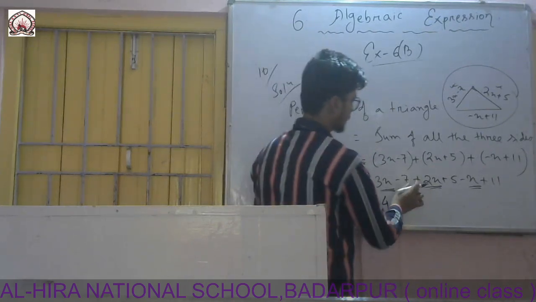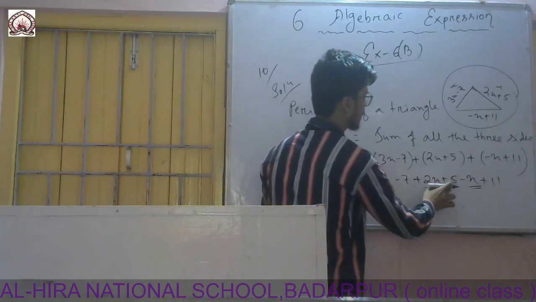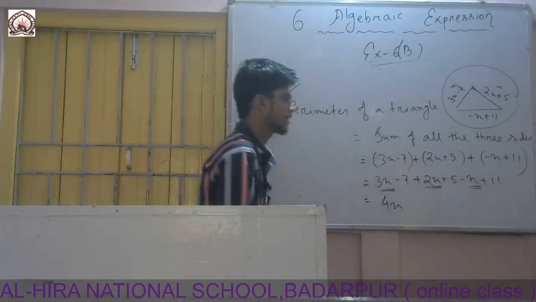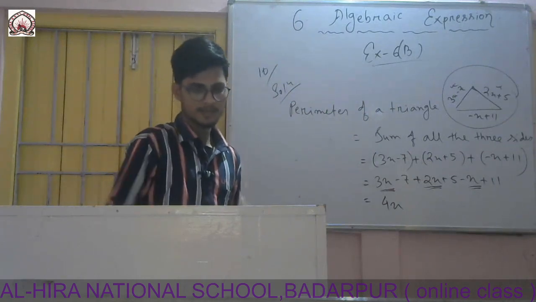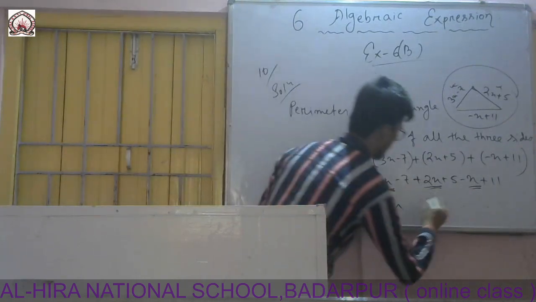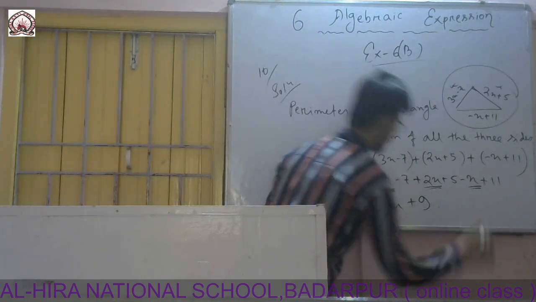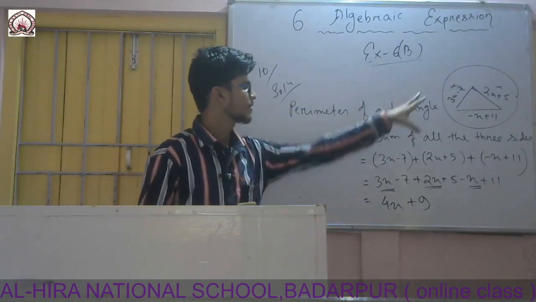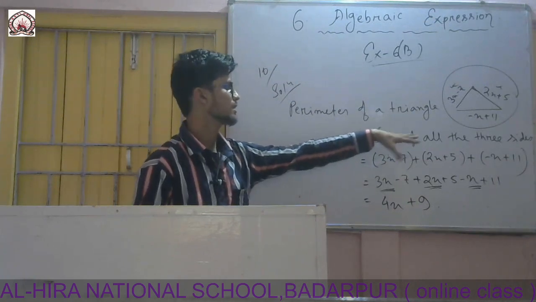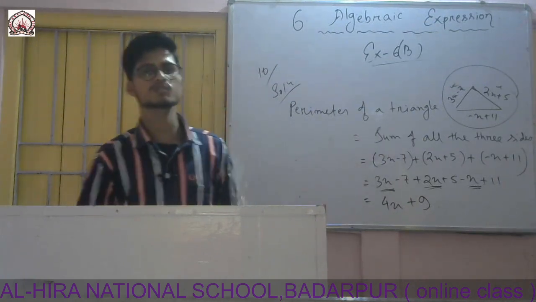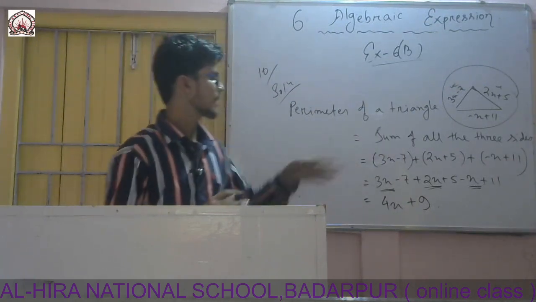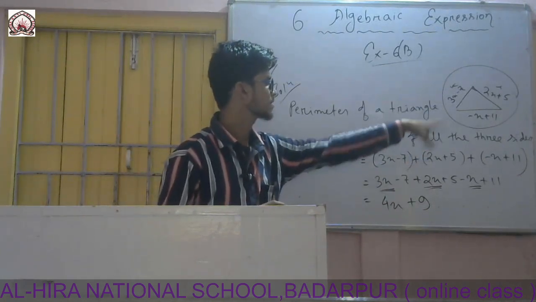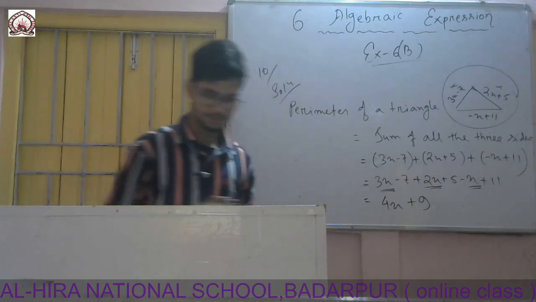Okay, then constant term minus 7 plus 5 and plus 11. So 5 plus 11 is 16, and 16 minus 7 is 9, and the answer will be 4x plus 9. So this is the perimeter of the triangle. The sides are given, simple. We know that perimeter is equal to the sum of all the three sides. So I simply wrote them and did the addition.